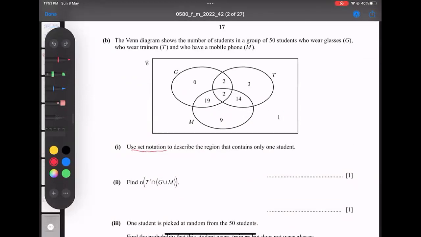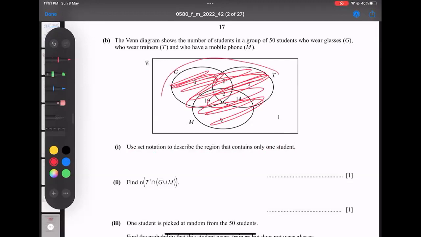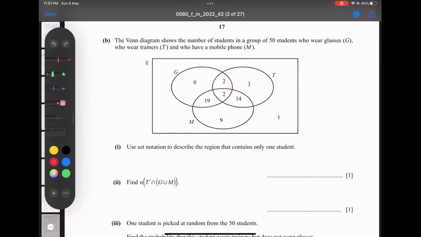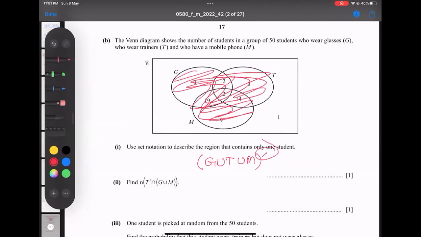Find, using set notation, the region which contains only one student. It means members outside of the circles. We don't need the members inside the circles. So outside of the circles, and it means this whole thing except it. Except is called complement. So I can say G union T union M, whole complement. It means all these unions, and he said complement of this. So don't take this shaded part, take the rest. So this first part is done.